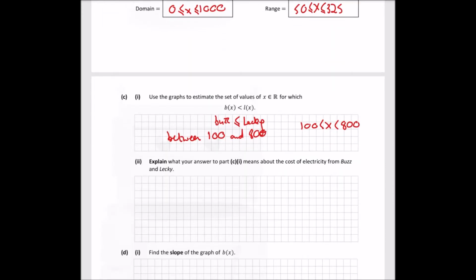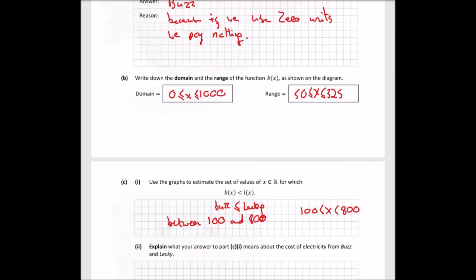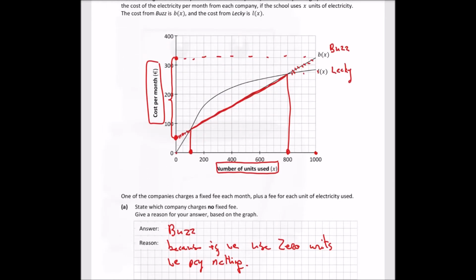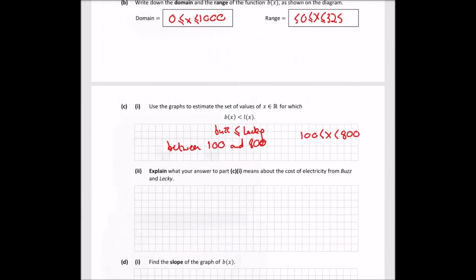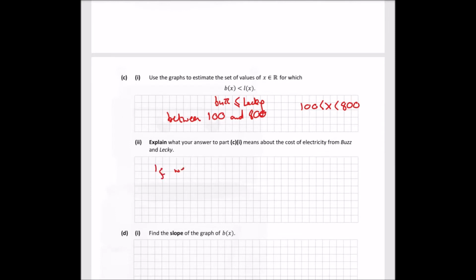Next one, explain what your answer to part C1 means about the cost of electricity from Bose. Okay. Well, if we look here, if you're using between 100 and 800 units of electricity, well then Bose is cheaper. So if we use between 100 and 800 units of electricity, then Bose is cheaper.